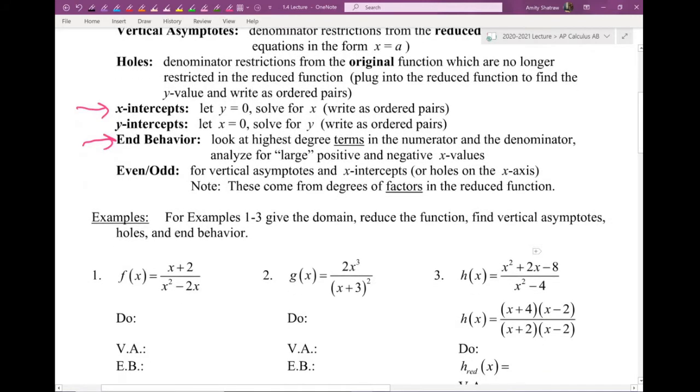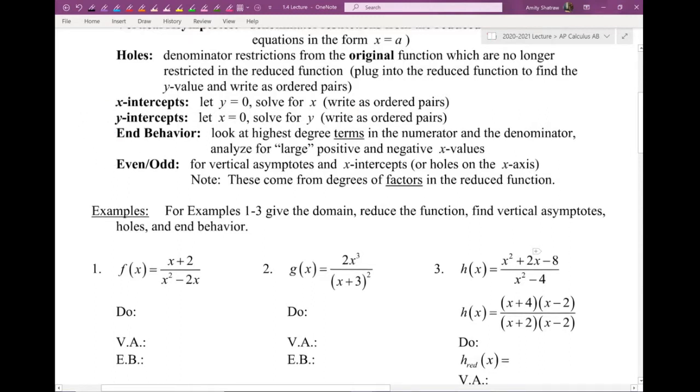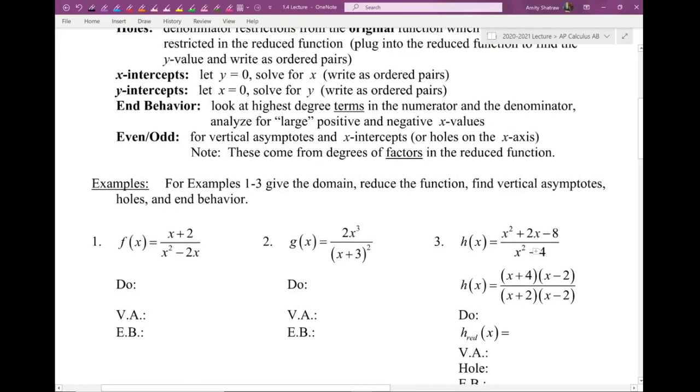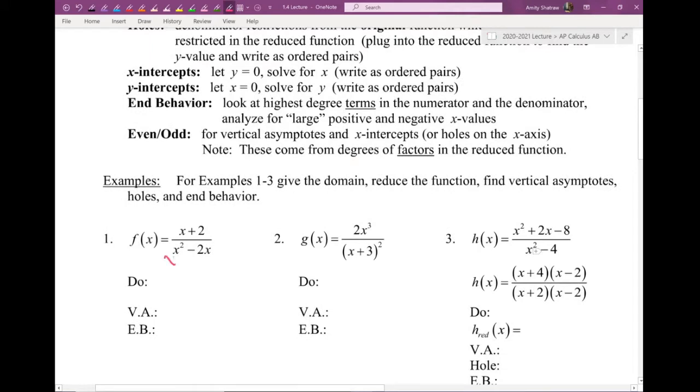it. So for examples 1 through 3, it says give the domain, reduce the function, find vertical asymptotes, holes, and end behaviors. We look at x plus 2 on top and x squared minus 2x on bottom, and we know we can factor this, and that's fine because it helps us figure out a little bit about the domain, right? So I'm going to factor this into x times x minus 2, and that means that I can say that x should not be 0 or 2. That is not in the domain. So I'm going to put a does not equal symbol, and there you go.